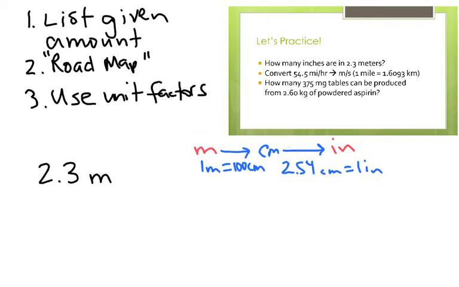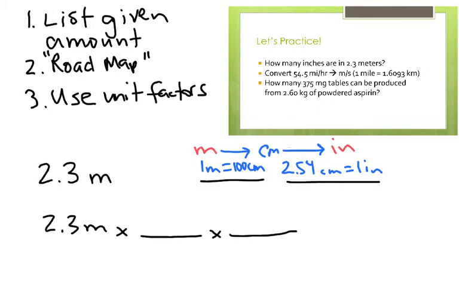So now that I know that, I can continue setting this problem up using these unit factors. Here's what I do. I'm going to rewrite 2.3 a little lower so I have some more space. I know this problem is going to take 2 unit factors. Here's one and here's the other. So I'm going to set these up. There's the first one and there's the second one. Here's the trick.